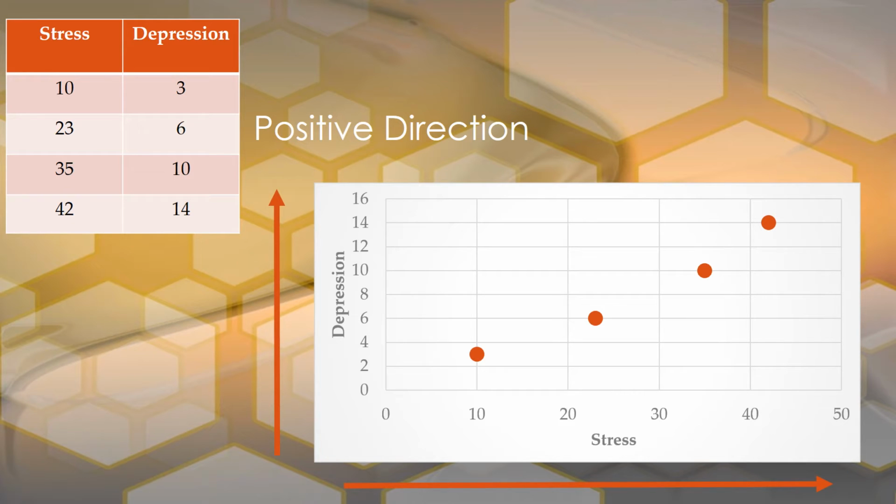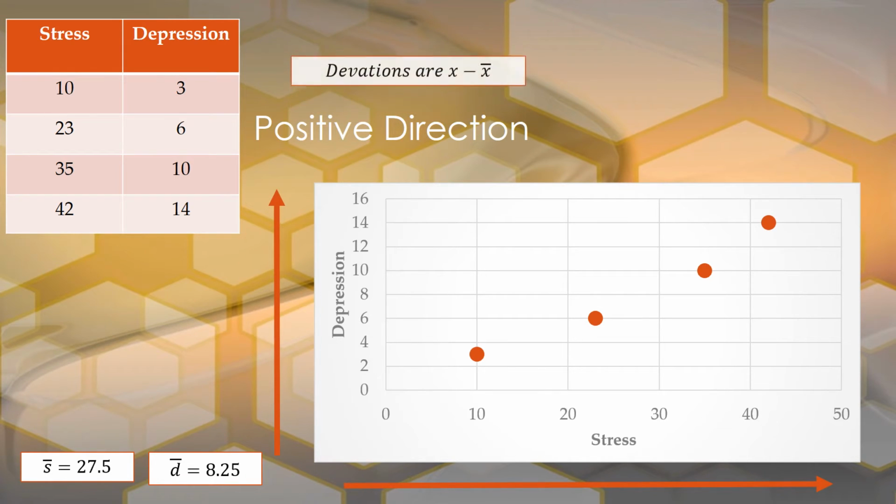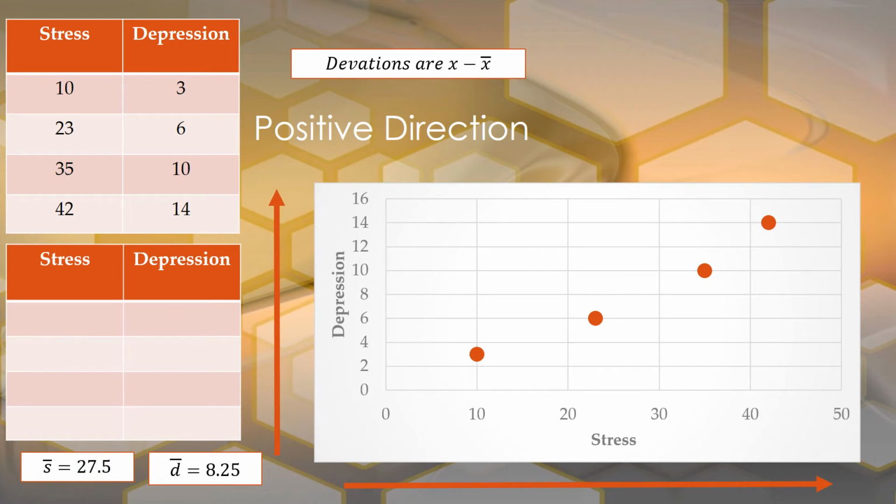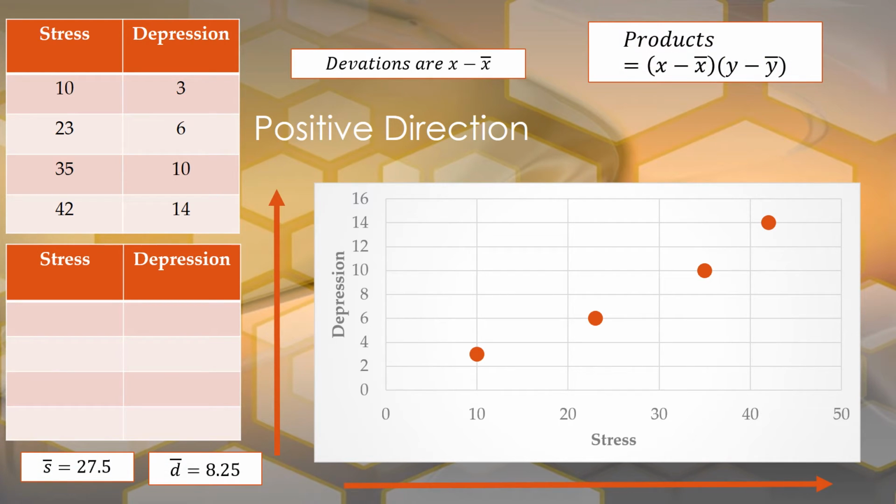To do that, first I'm going to have to get the means here. The mean of stress is 27.5. The mean for depression is 8.25. Then I'm going to get the deviations, at least the sign of the deviation, so if it's negative or positive, and I'm going to put this in the chart here. And then I'm going to take the product of those deviations. I'm going to multiply them together.